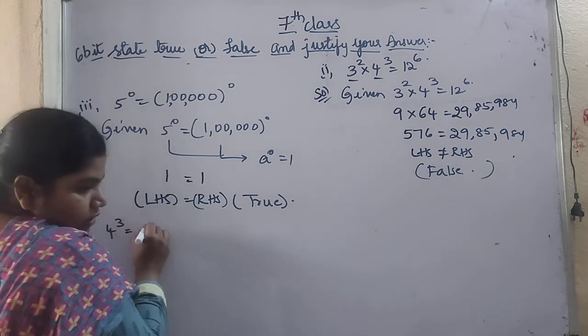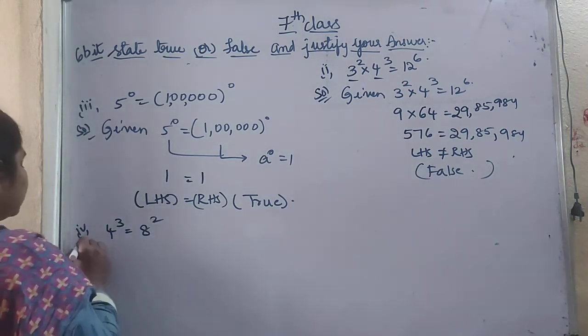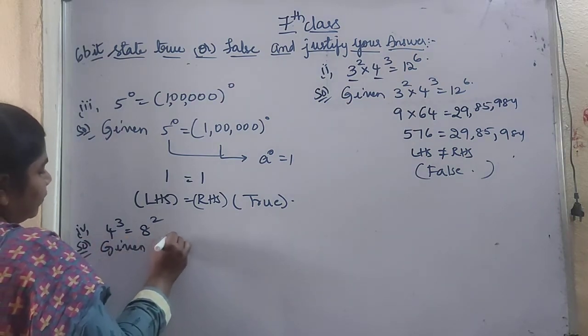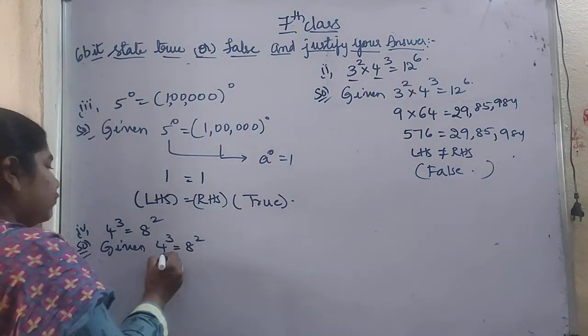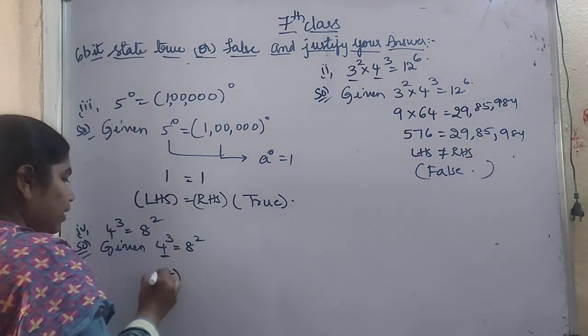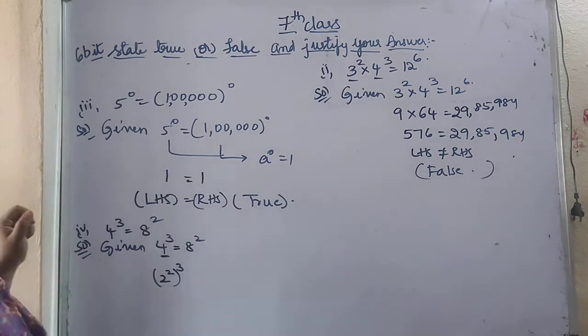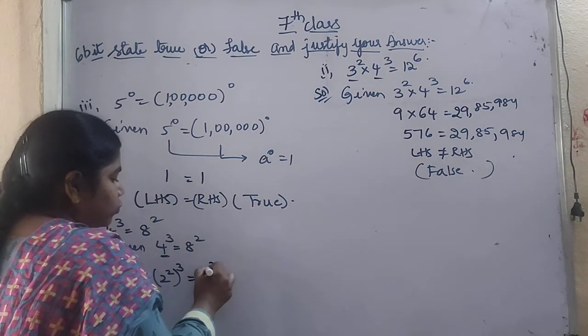4 cube is equals to 8 square. These two are equal. We have to show the LHS value will be equals to RHS. So given 4 cube is equals to 8 square. Here this 4 can be written as 2 square whole cube. This 3 as it is, I wrote, and this 4 I wrote in the form of 2 square. And if you take this 8, we can write it as 2 cube, the power is 2.